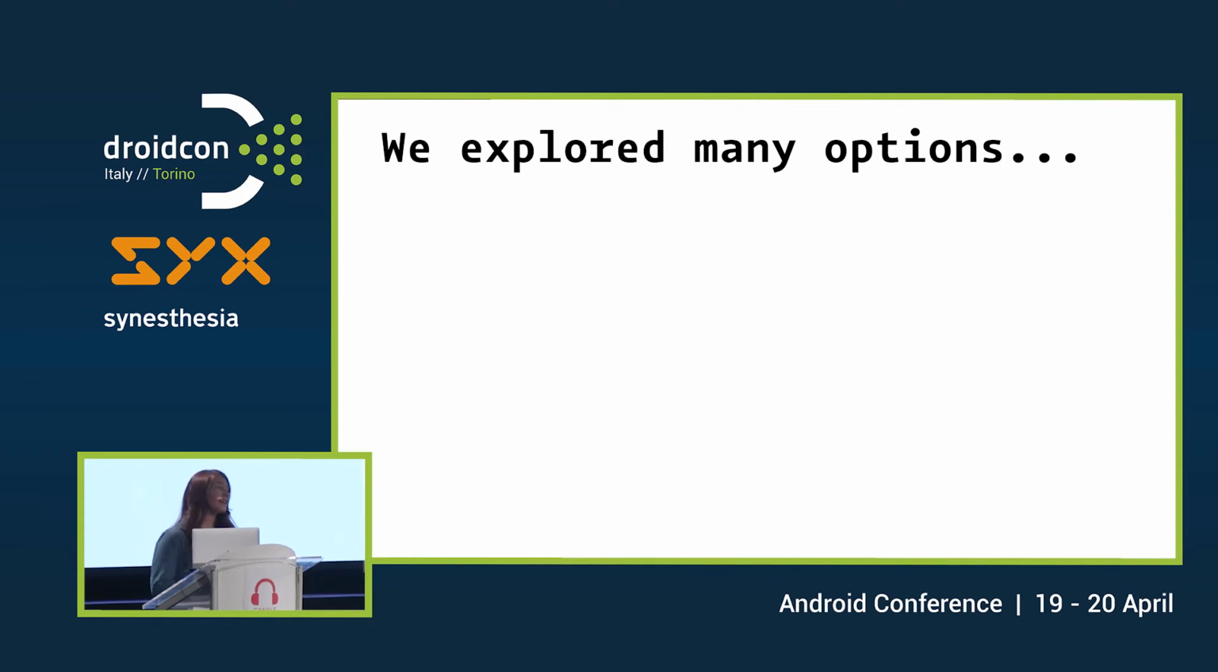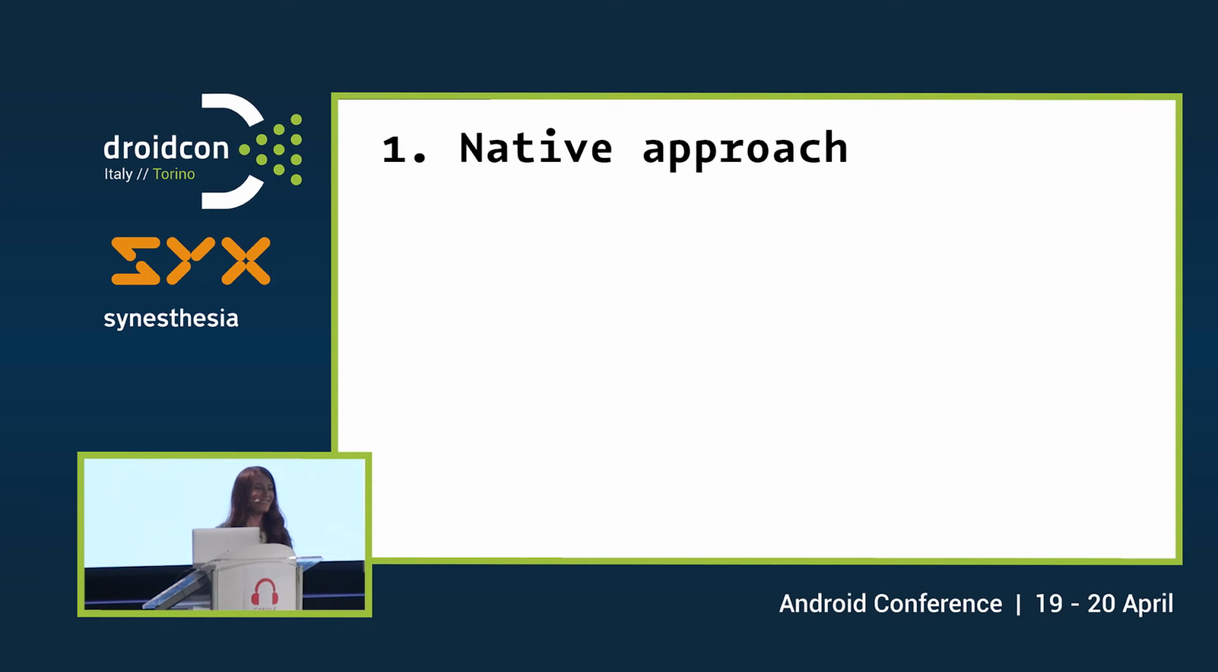So we explored a ton of options in order to meet these goals. And rather than drag you through each one individually, I'm going to reduce it down to 3 general approaches that we explored. And I'll talk about the essential facets of each one of them, their pros and benefits, and why we ended up going with the approach that we did. So the first approach that we considered is what I'll call the native approach.